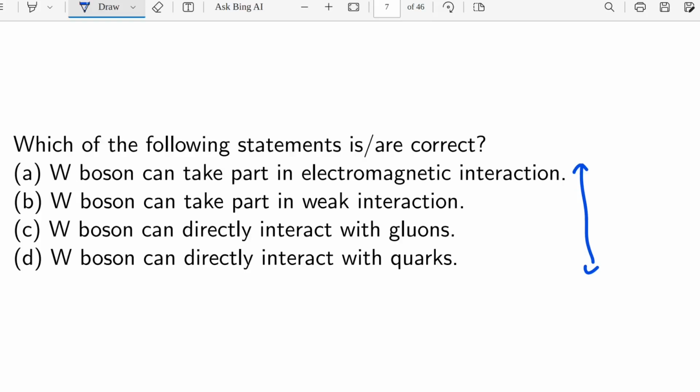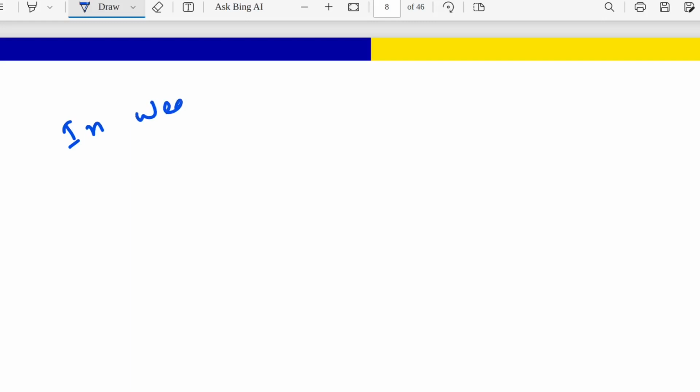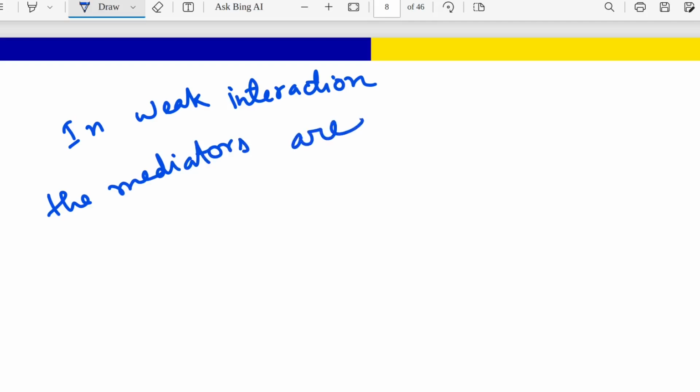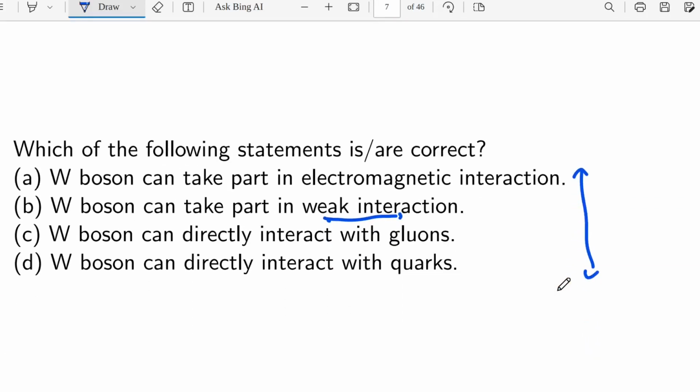Previously it was gamma, that means photon. Now we are talking about the W boson. First of all, I told you that the W boson can take part in weak interaction, because in weak interaction the mediators are W plus, W minus, Z0. You can see that W plus and W minus can be called the W boson. So if it is a W boson, then obviously it will take part in the weak interaction. So as a very straightforward answer, the B option will be the correct one. Now coming to the D, A and C options.